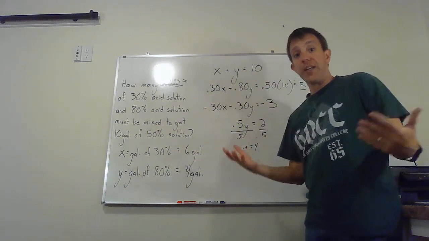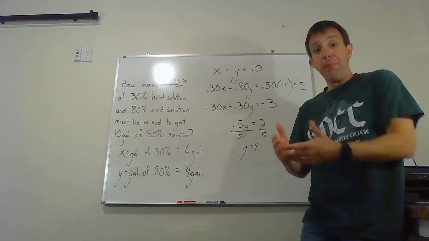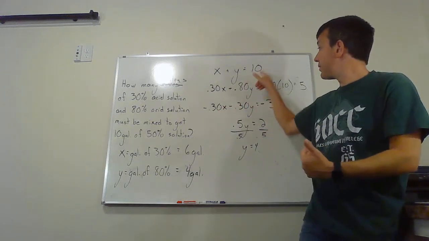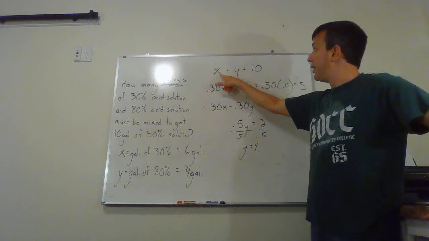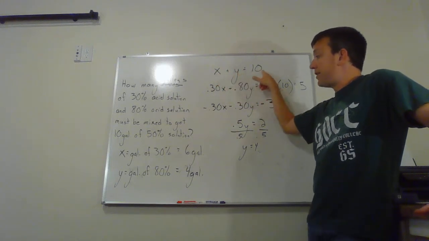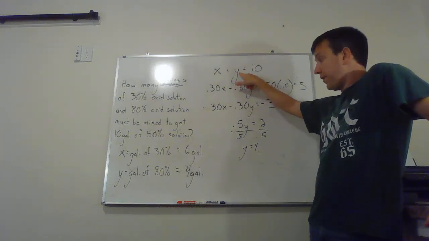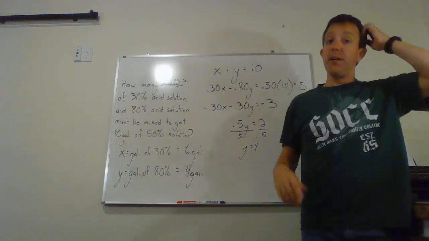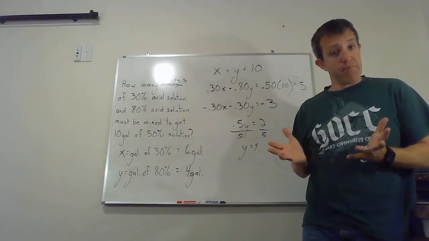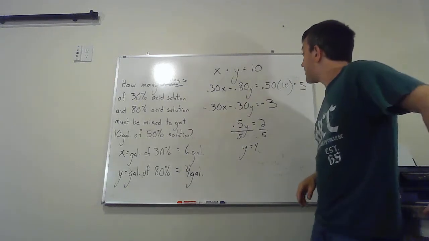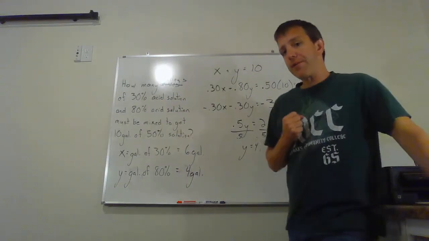I know that these two things, when mixed together, when combined, have to equal 10. So x plus y is equal to 10. Gallons of 30% plus gallons of 80% has to equal 10. There we go. All right, next up, where's the other total?